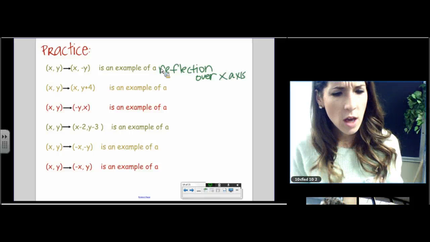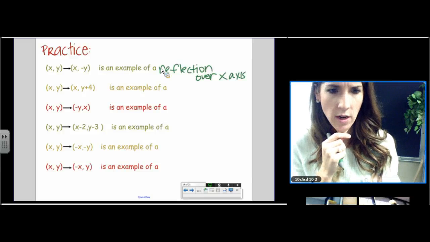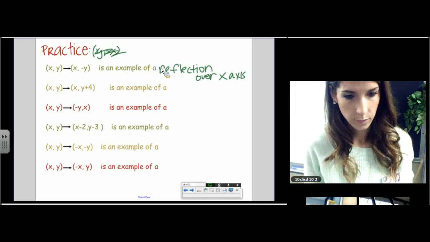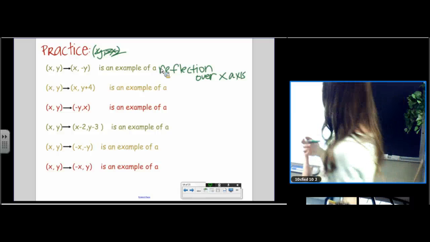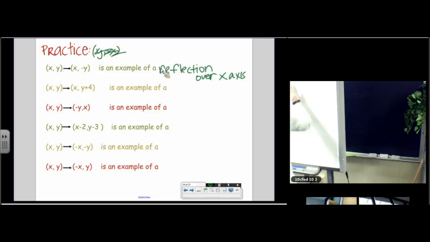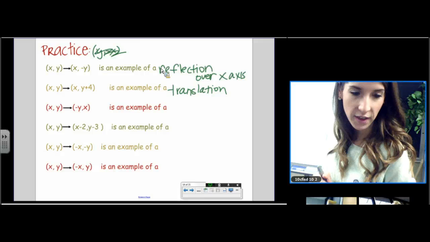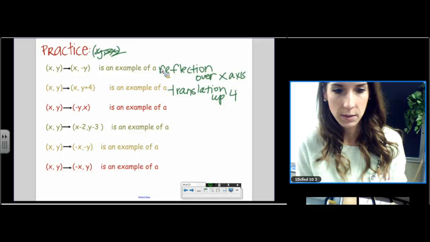Okay, Johan. It is not a 270 counterclockwise rotation because that one is y negative x, Johan. Okay. Karthik, yes, it's a translation, but you have to be, we're being more specific. You have to tell me where it's going. Yes, Karthik, for yours. Translation up 4. Very good. Abby, you're up. Next one.